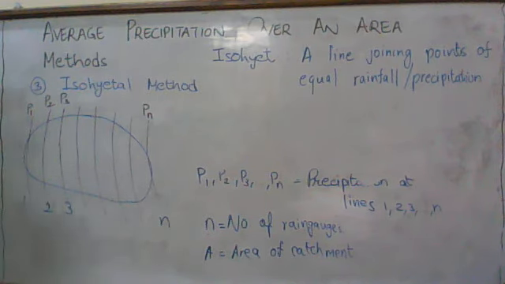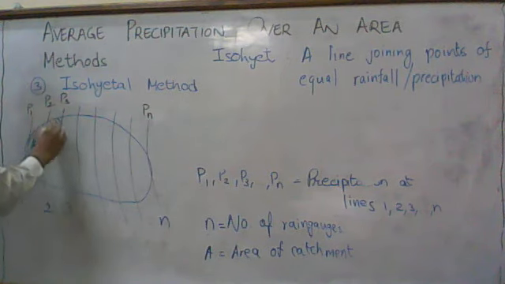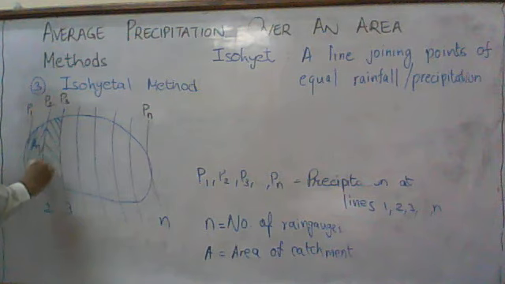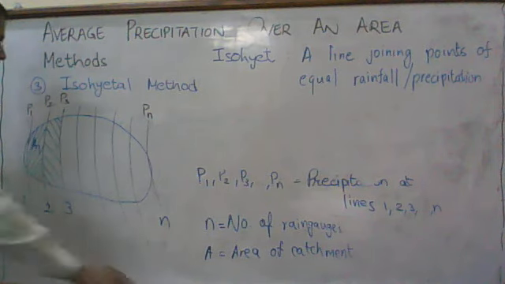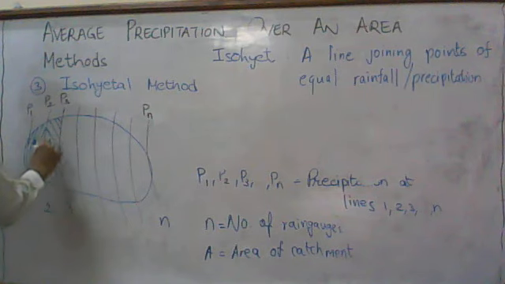Now here, suppose P1 and P2, there is an area between P1 and P2. Suppose this area is A1. Again, there is some area between P2 and P3. Suppose this area is A2.